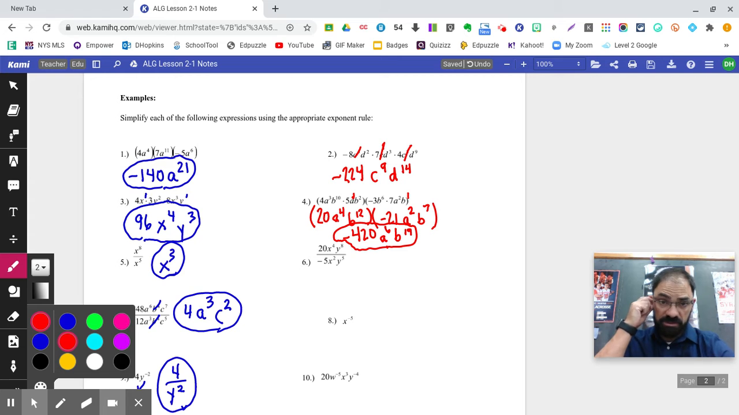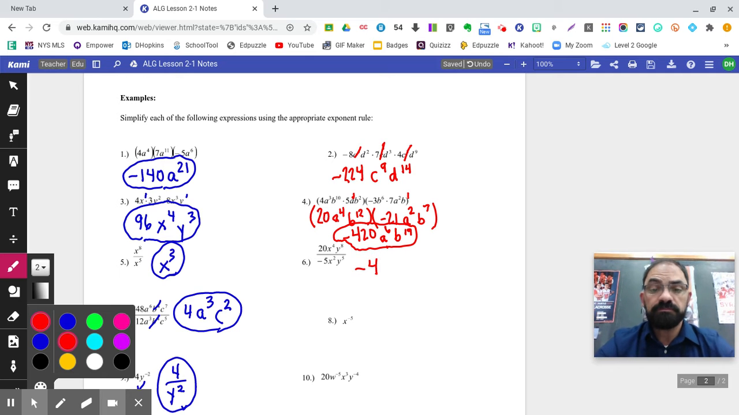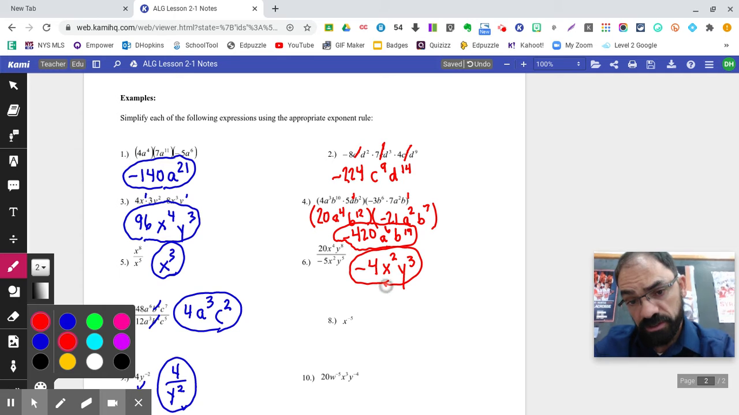Okay, dividing. So 20 divided by negative 5 is negative 4. When I divide exponents with the same base, this time I'm going to subtract them. So 4 minus 2 is 2. For the y's, 8 minus 5 is 3.